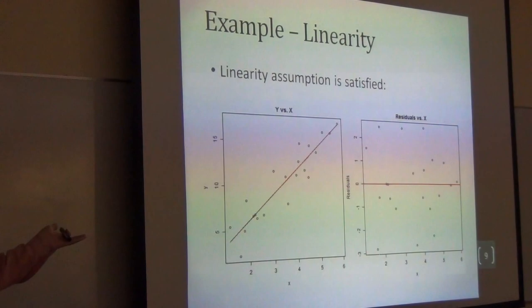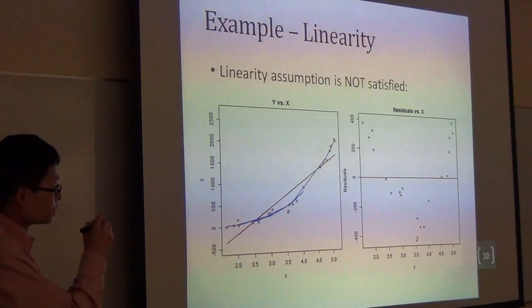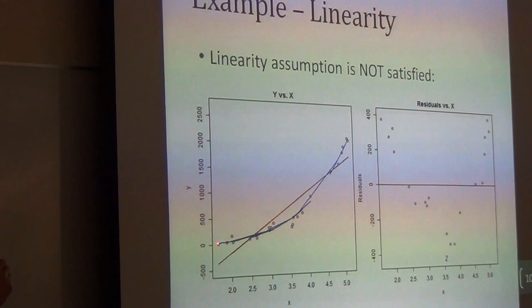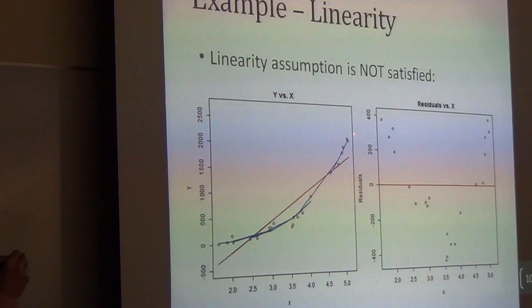But if the linearity assumption is not satisfied, this is what you are going to observe. First of all, this is our data. I artificially created data. As you can see, this is our fitted linear regression model. This is our fitted value. If you follow the blue line, the trend is not linear. It's curved. So you may have to think about a different model rather than just a linear model, because the trend is not linear. You can see there is a curve.